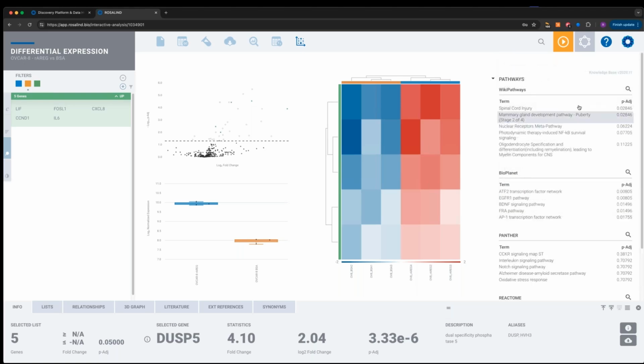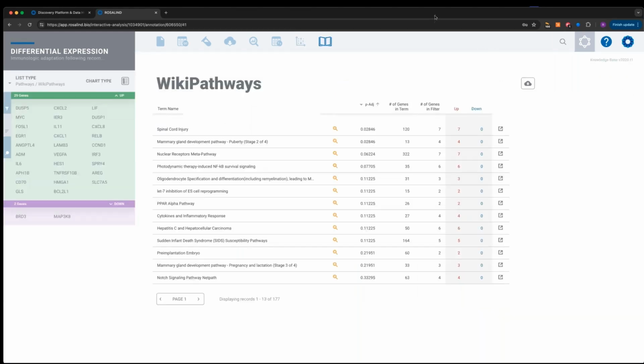And you may have noticed that next to the name of each of these databases, such as WikiPathways, there's this magnifying glass. And what the magnifying glass represents is you can do a deeper dive on any one of these particular databases. So let me click on this magnifying glass here, and let's look at all of these WikiPathways results. So I'm going to click here and open up this page.